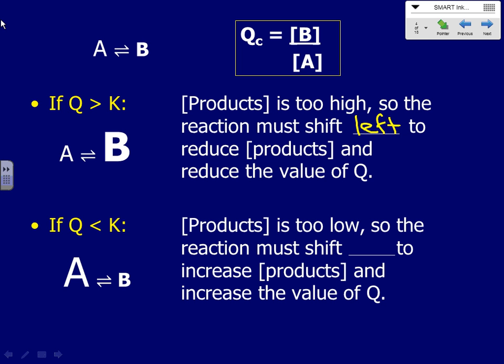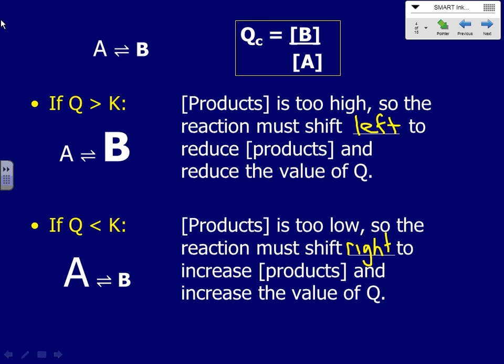So we use this mathematical value of Q to see where we're sitting with respect to equilibrium. If the Q is smaller than K, it means, because keep in mind, the Q is related to product, I always think in terms of products, that means product is too low, so the reaction must shift. Which way is it going to shift? Right, to produce more, and increase the product, increase the value of Q until it's equal to K.